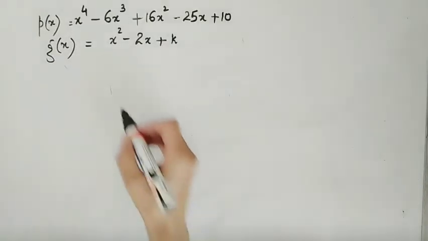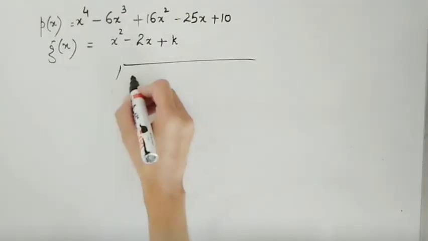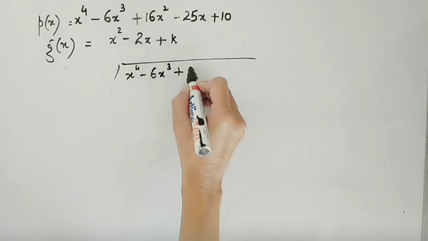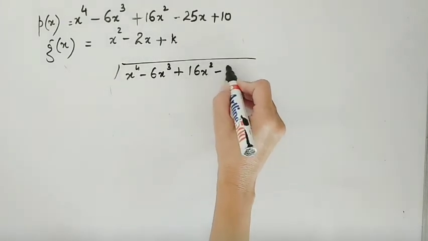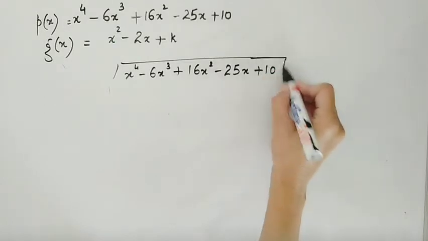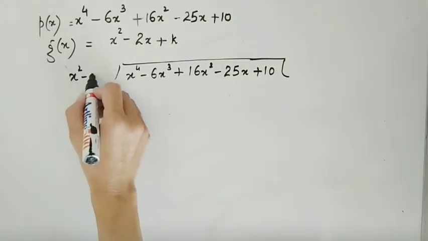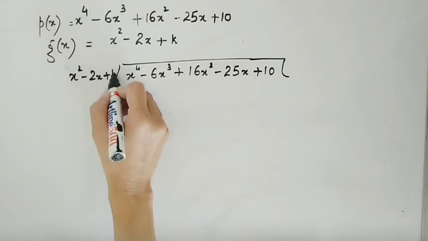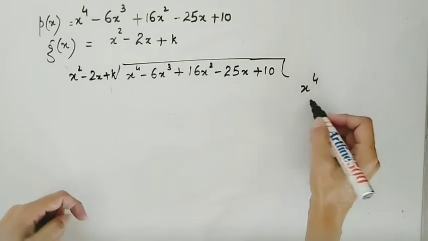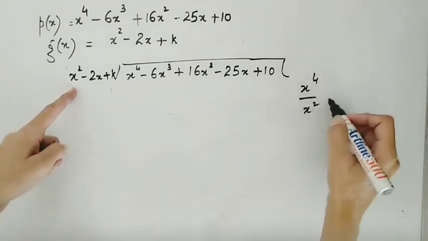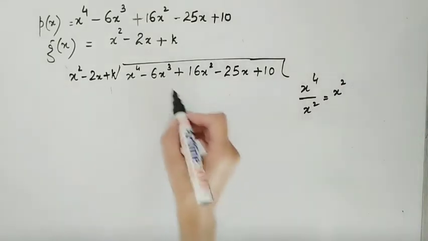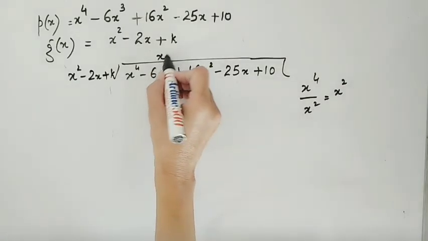So let's do the division. This is x raised to power 4 minus 6x cube plus 16x square minus 25 times x plus 10. This would be divided by x square minus 2x plus k. Focus on the first term. We have x raised to power 4, we want to divide it by x square. So what would we get in the quotient? It's x square. First term of quotient is x square.